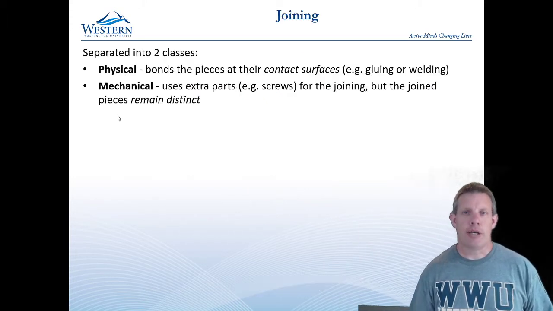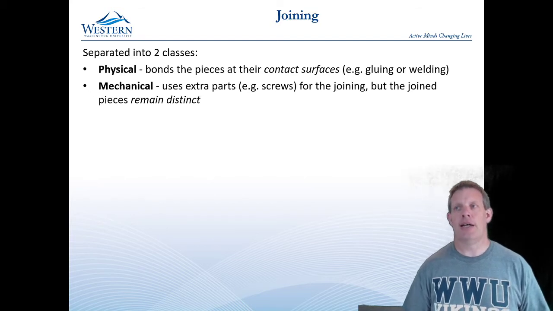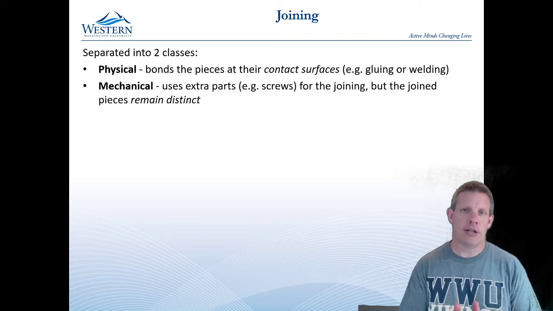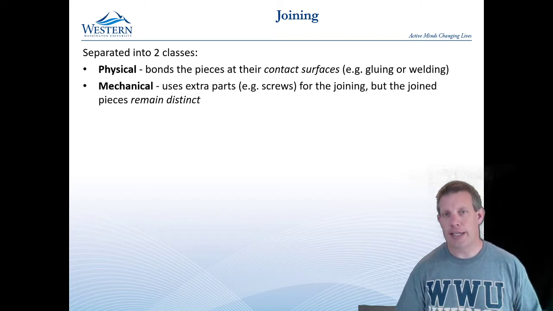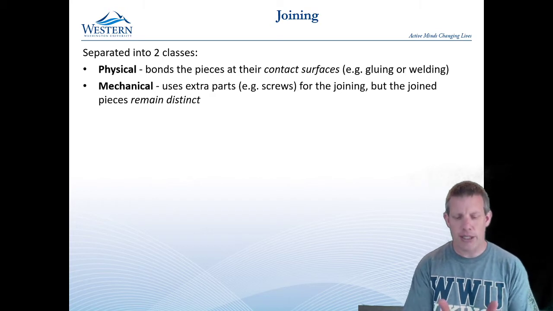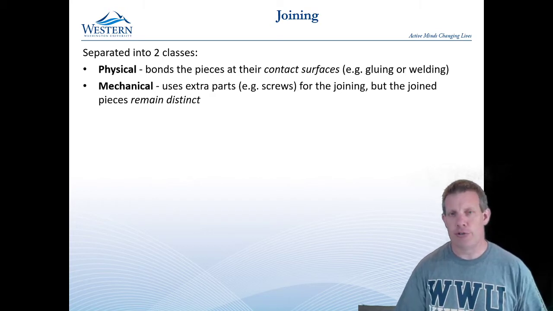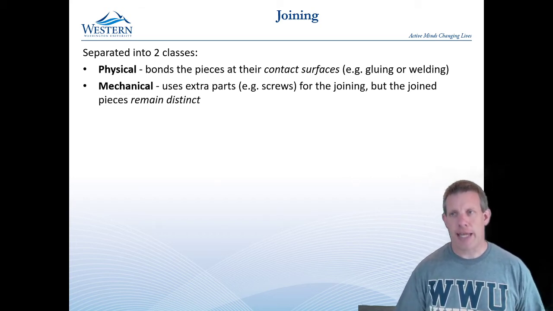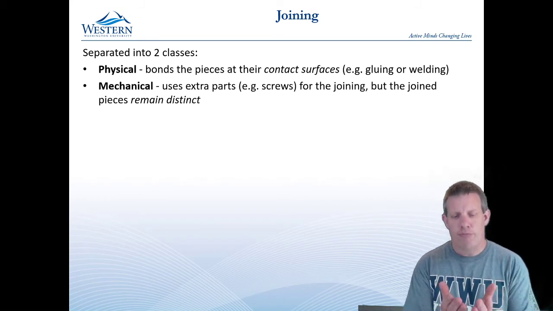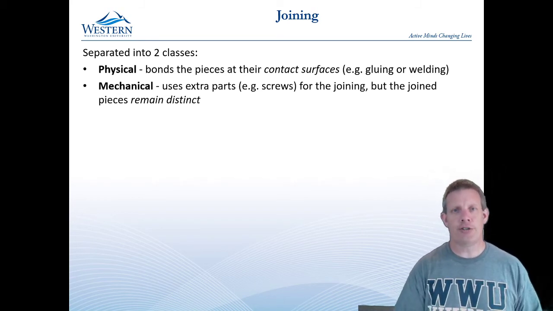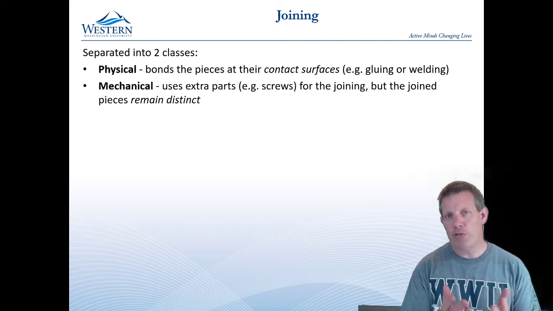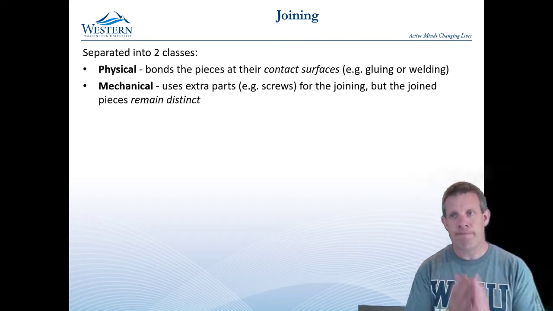So there are primarily these two classes of joining. The first is the physical, and that is a bond on contact surfaces. This could be an adhesive or it could be welding, but it is some bonding agent occurring between two surfaces. It could also be brazing or soldering as well. The second class is mechanical, and that is you positioning the two parts but then using an extra part to hold them together, and that extra part could be a screw or a bolt or a rivet, all kinds of things, but the two parts remain distinct from each other.